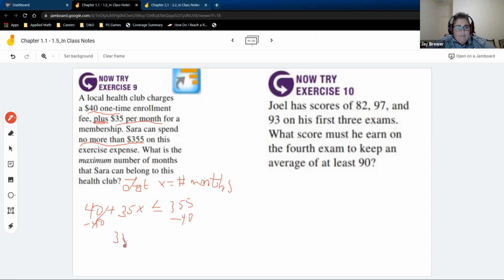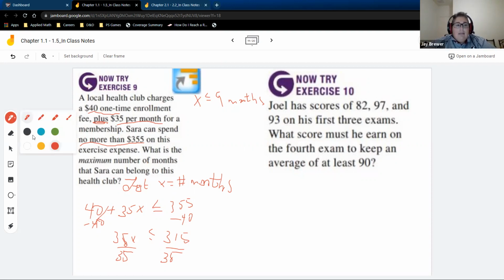So we'll get 35X, keep your sign the same, and then this becomes 315. If we divide 35 on both sides, we get that X is less than or equal to 9 months. Okay, which means that Sarah can only be in the club for 9 months. That means that anywhere between 1 month and 9 months she can belong, but she can't go over 9 months. So Sarah cannot be there for month 10.